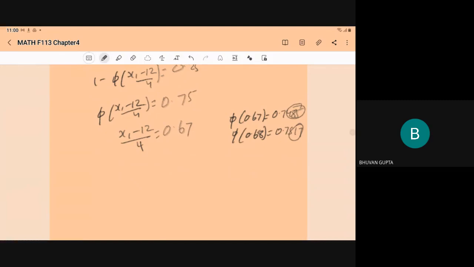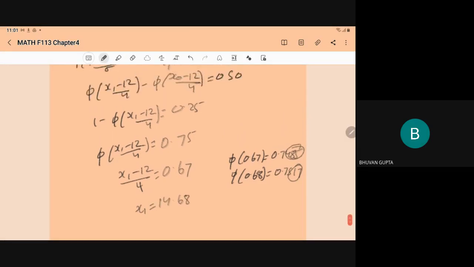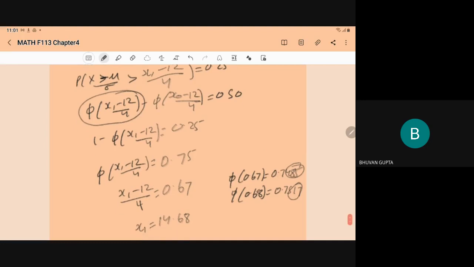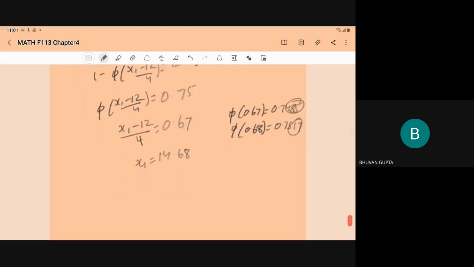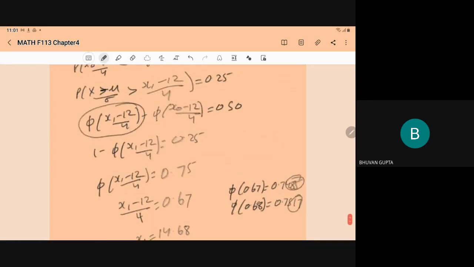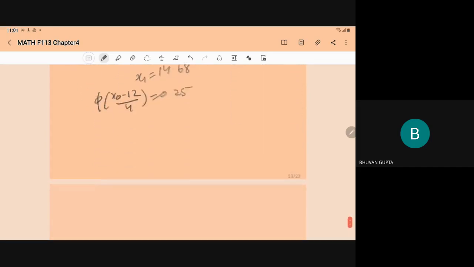So from here you will get the value of x1. x1 will come to 14.68. Now phi of this is given to you, so this you can write as 0.75. So from here you will get phi of (x naught minus 12)/4 as 0.25, since this is given to you as 0.75. So on solving you will get this.